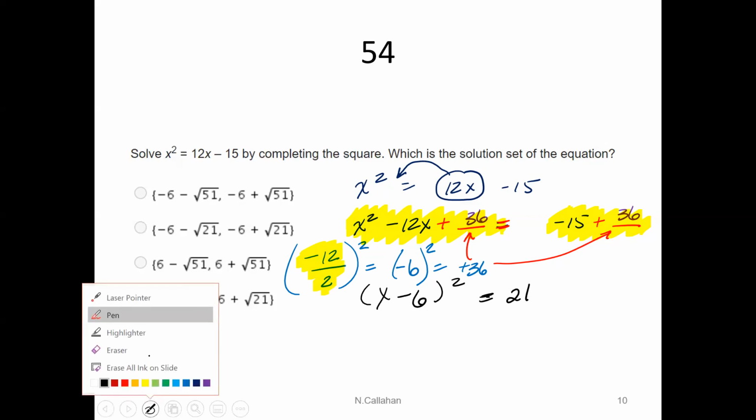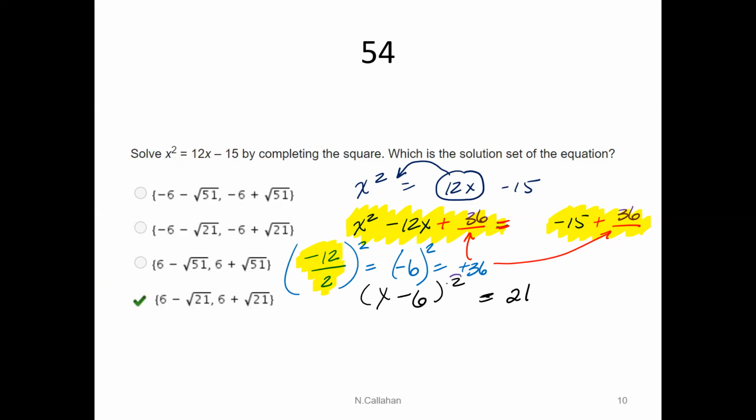All right, so we're almost there, guys. How do you get rid of a square right here? What's the opposite of a square? Square root both sides. Your square root and your square simply cancel, and you have x minus 6 is equal to, and whenever you square root something, you have two answers, a plus and a minus version of that. The square root of 21, but with a plus and a minus in front of it.